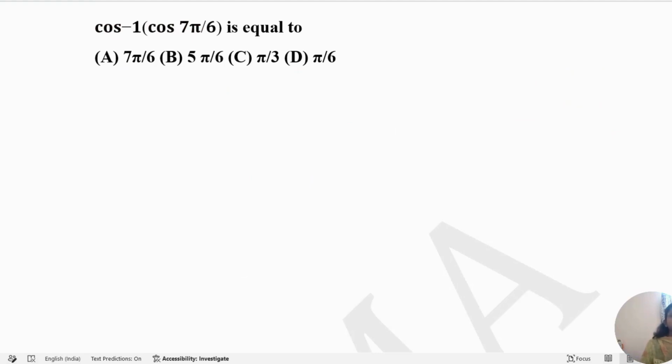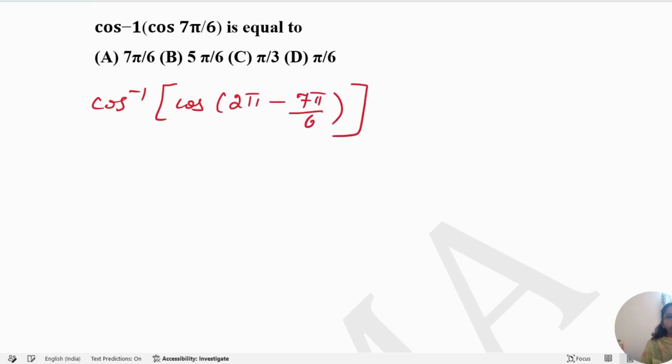Coming to the next question: cos inverse of cos of 7 pi by 6 is equal to, we are given the options here. So cos inverse of cos of 7 pi by 6 can be written as 2 pi minus 7 pi divided by 6. Then it will fall in the fourth quadrant. In the fourth quadrant, cos is positive, so we can remove cos inverse and cos together. That is why we are doing like this.